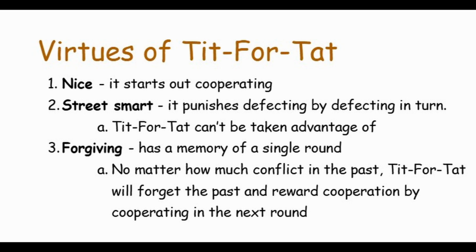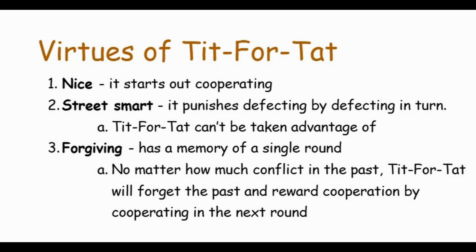The second virtue of tit-for-tat is that it is street smart. So after that first round, what it does is copies your previous move. So if you cooperate, then it'll just keep on cooperating. But if you defect, then tit-for-tat will defect in its next round to punish you. And what this does is it prevents tit-for-tat from being taken advantage of. Some of the strategies in Robert Axelrod's tournament were very sly and sneaky, and they could take advantage of sort of a naive do-gooder strategy. But tit-for-tat is street smart enough that it avoids being taken advantage of.